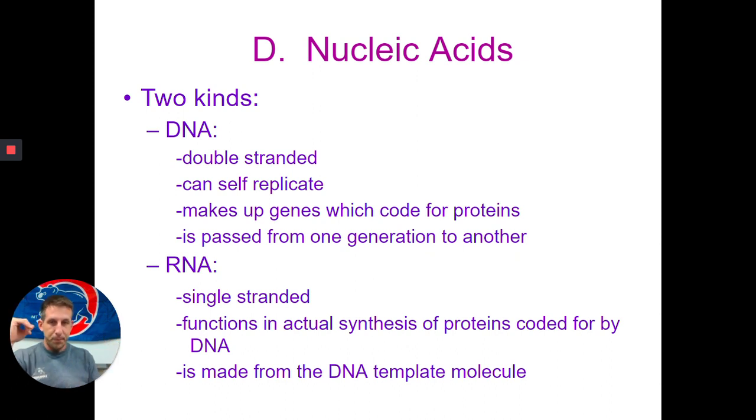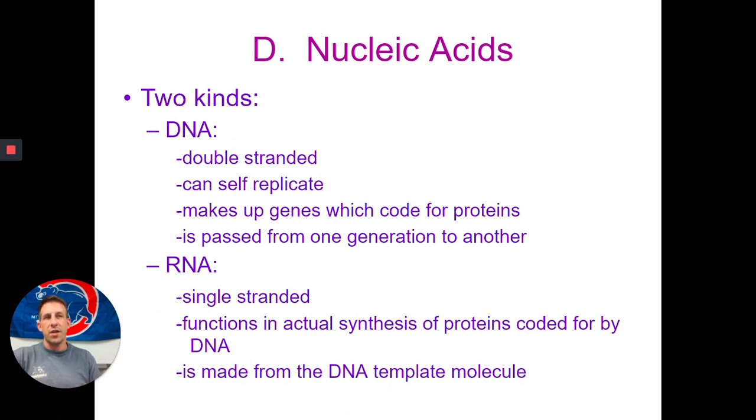So when we discuss the fact that there are two different types of nucleic acids, the main ones that we're going to discuss are DNA and RNA. So when we discuss DNA, this is probably all just a crash course in remembering things, so I should be able to skip through a lot of this. It is double-stranded. It can self-replicate. It makes up the genes from which we get our proteins, and it's passed from one generation to the next. RNA, in contrast, is single-stranded.